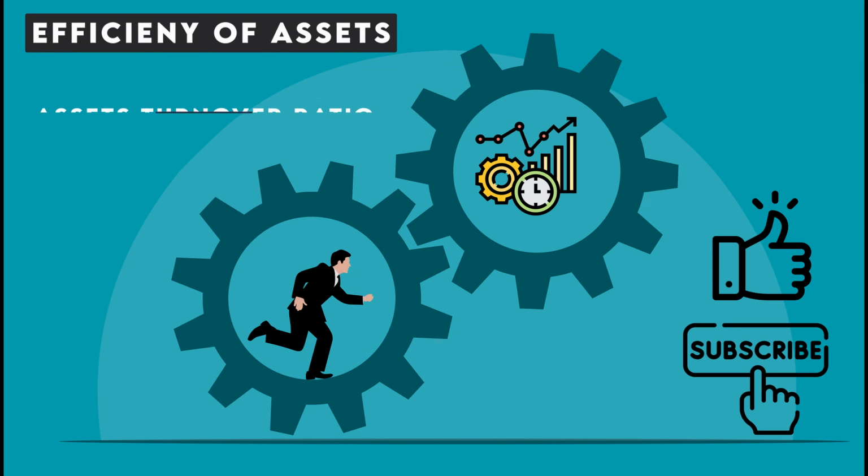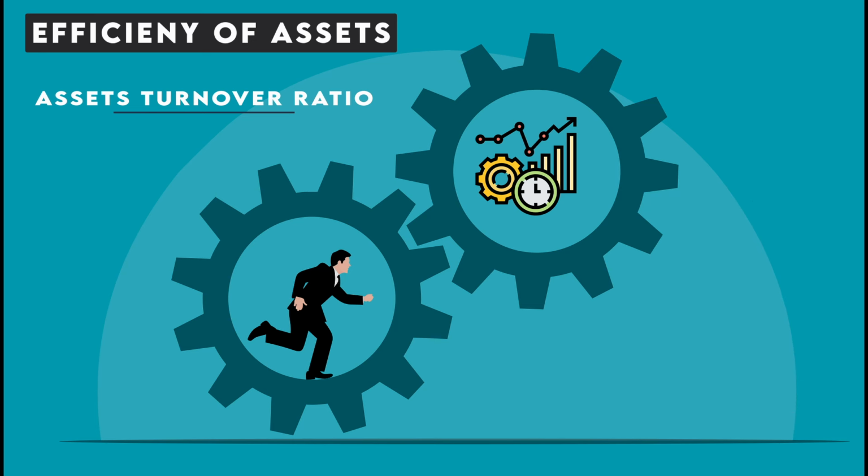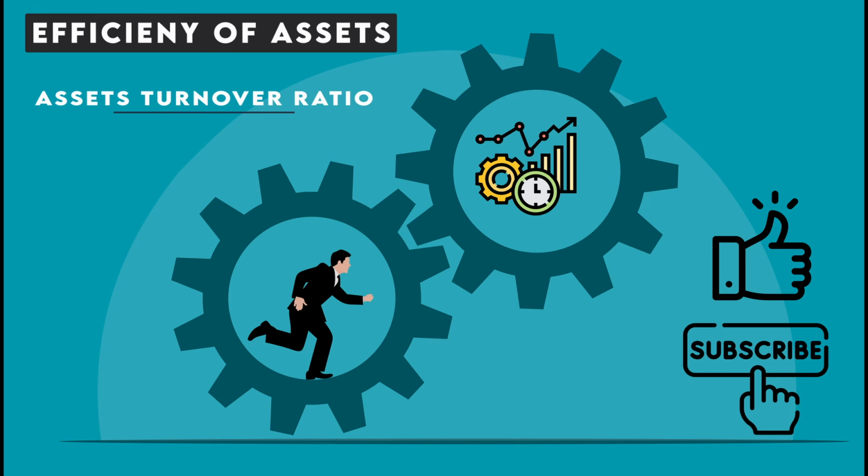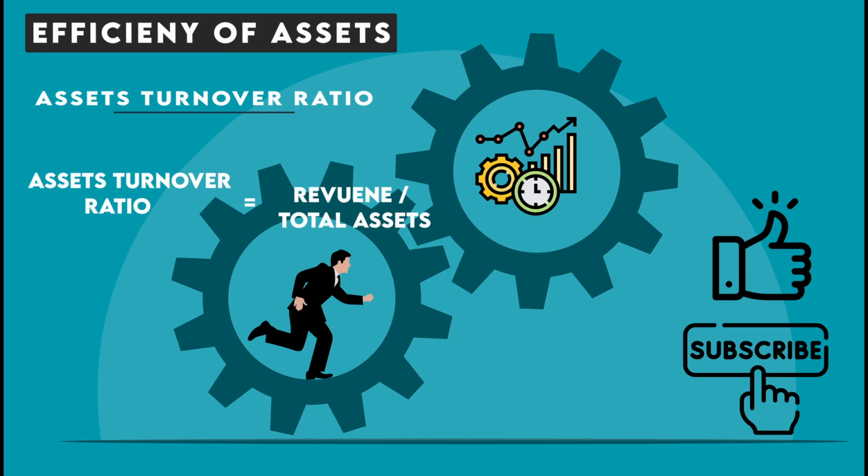So next, let's talk about a ratio which tells us how efficiently the assets of the company are being used. It is called asset turnover ratio. This ratio measures how effectively a company uses its assets to generate sales revenue. The formula is revenue divided by total assets.